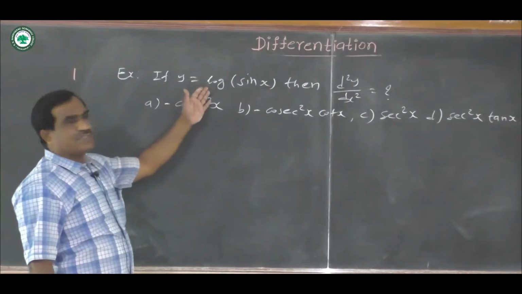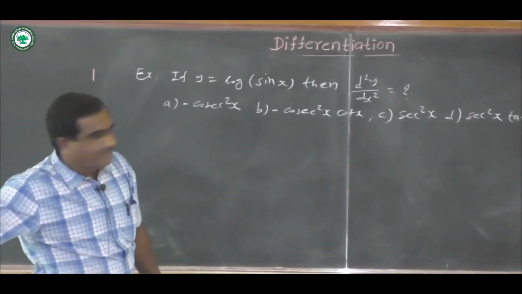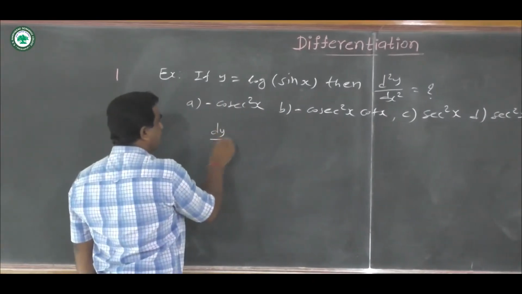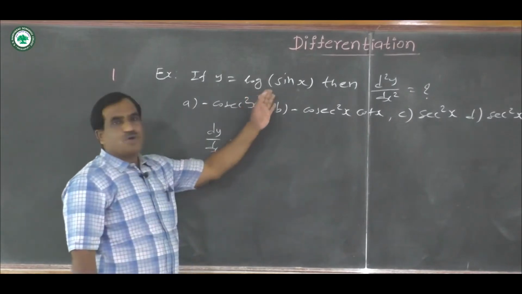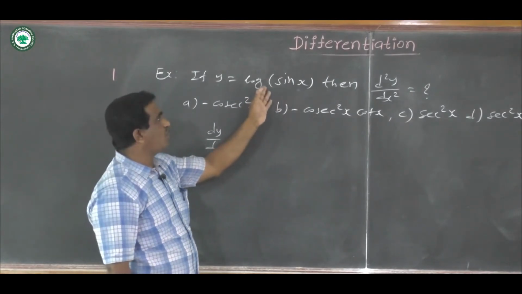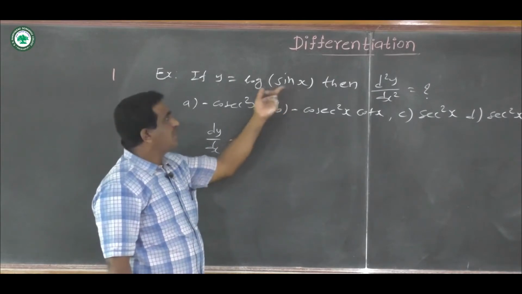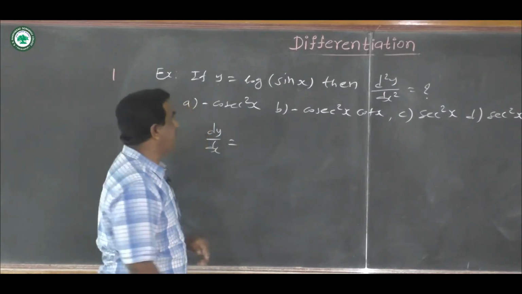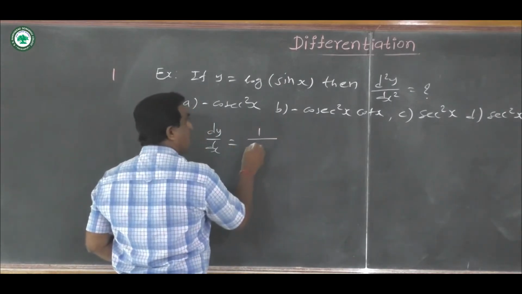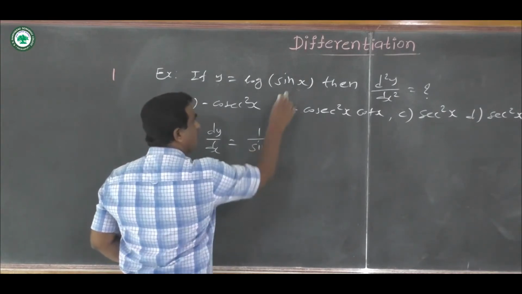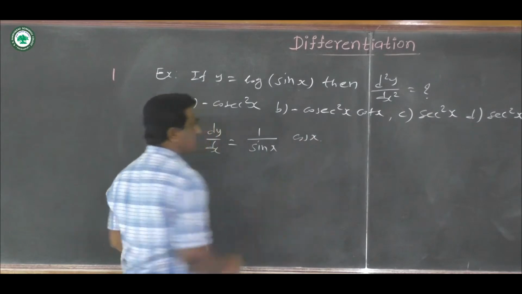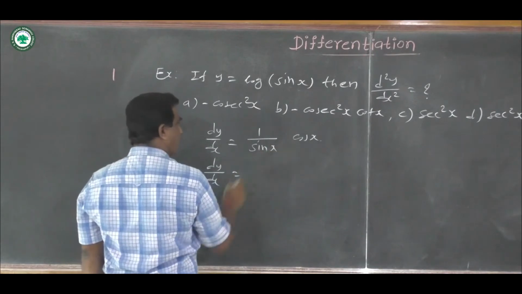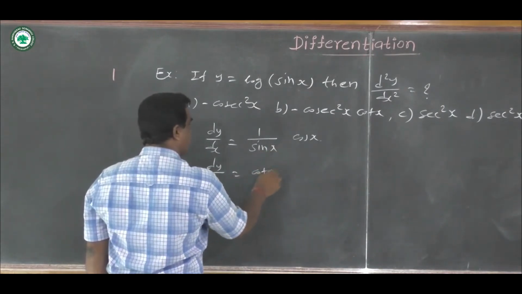We have to find the derivative of this equation 2 times. Now first we differentiate this equation with respect to x. Derivative of y is dy by dx equal to derivative of log of sin x. This is a composite function. Suppose sin x is f of x, then we get log of f of x, and we know that the derivative of log of f of x is 1 upon f of x into f dash of x. Therefore we can write here 1 upon sin x into derivative of sin x, which is cos x. Okay, that is we get dy by dx is equal to cos x upon sin x, means cot x.